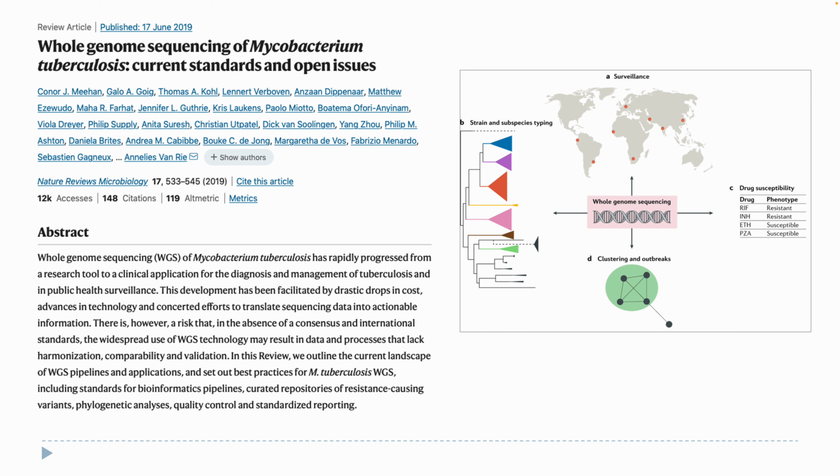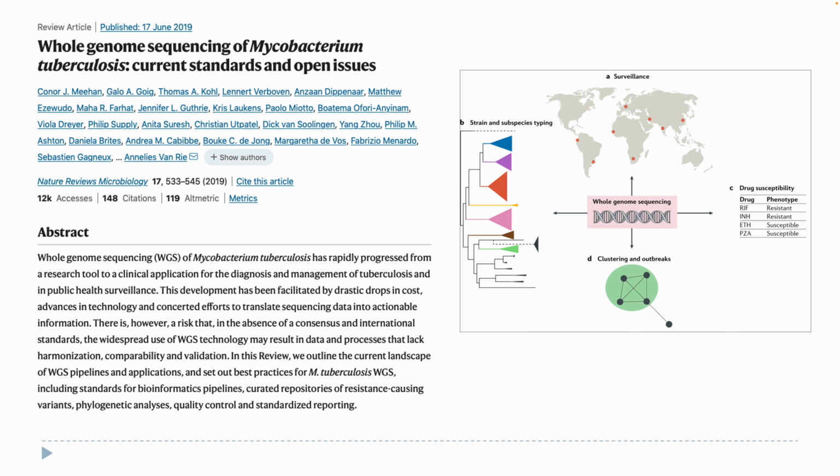Here's a fairly recent paper that basically just reviews the whole landscape of whole genome sequencing in Mycobacterium tuberculosis. So you can use this to look at surveillance, just basically looking at what's going on around the world. You can look at strain and subspecies typing. It can give you a broad picture of what the broad strains are that are transmitting in different parts of the world and across the world. And there are some strains that have spread all around the world.